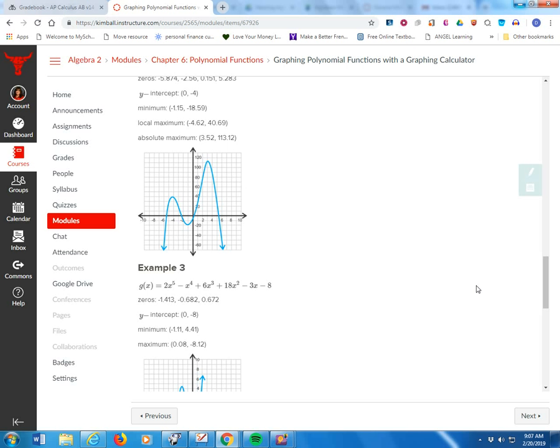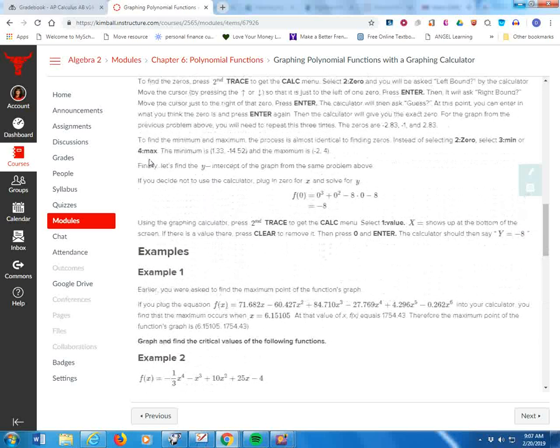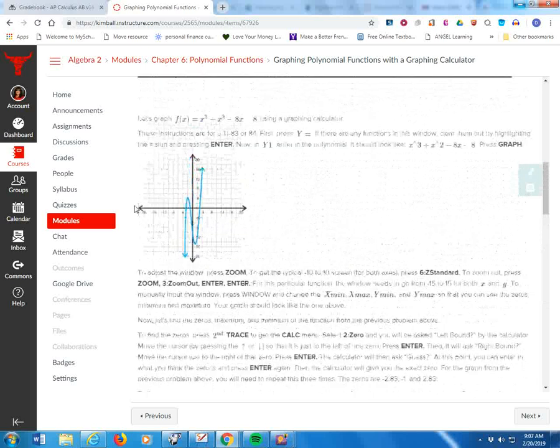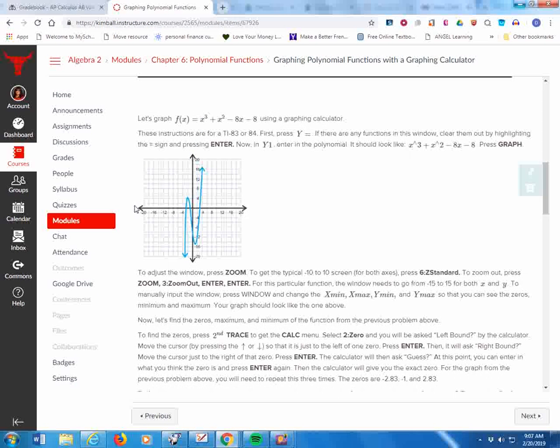Does everybody see that? So you can use the graphing calculator to find your y-intercept as well. We could have also figured out the y-intercept looking at the function, because the constant of the function was negative 8. So we could have figured that out pretty easily with algebra. But if you want to use the graphing calculator to find it, that's how you do it. Okay, let's go through the textbook check.